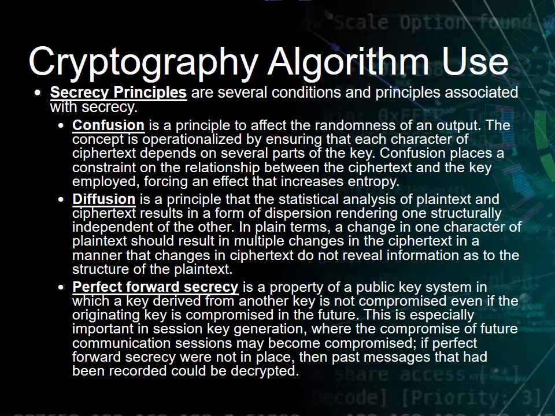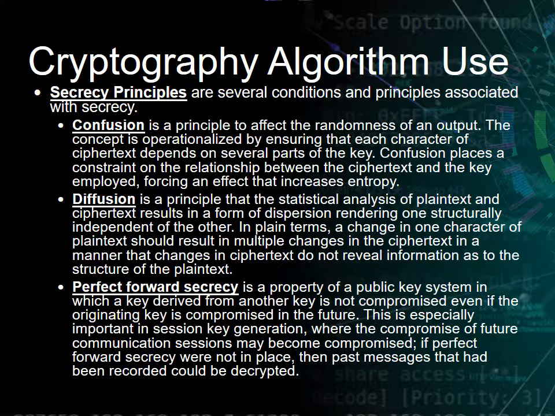Diffusion is a principle that the statistical analysis of plain text and ciphertext results in a form of dispersion, rendering one structurally independent of the other. In plain terms, a change in one character of the plain text should result in multiple changes in the ciphertext, in a manner that changes in the ciphertext do not reveal information as to the structure of the plain text.